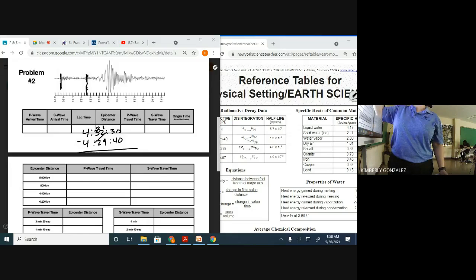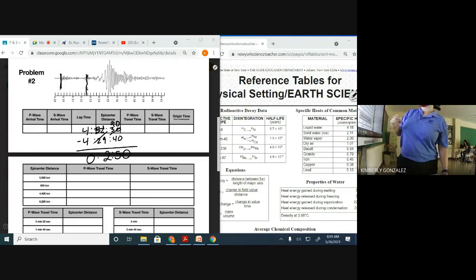You make this 90 because you have to add 60 to it. So this becomes 90 because we borrowed a minute, which means we add 60 seconds. So then this is going to be 50. 31 minus 29 is 2. And 4 minus 4 is 0. So the answer for the lag time should be 2 minutes and 50 seconds.